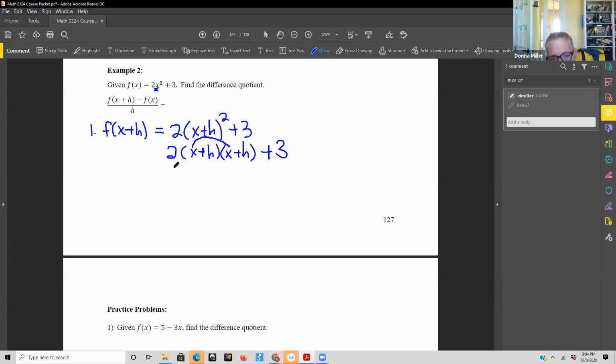So my first, let's put a 2 there. The first would be x squared. First outsides would be xh. Insides would be xh. And last would be h squared. Okay. So I can simplify this because these are like terms. xh plus xh is 2xh. We've got 2 of them.